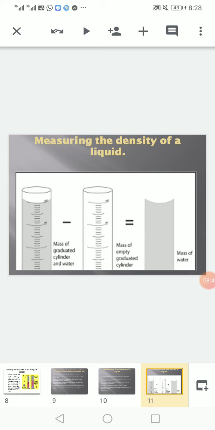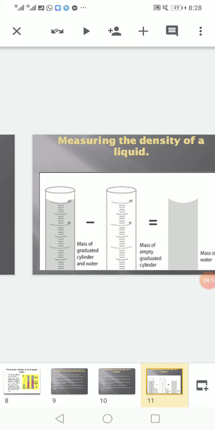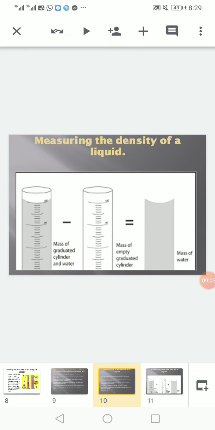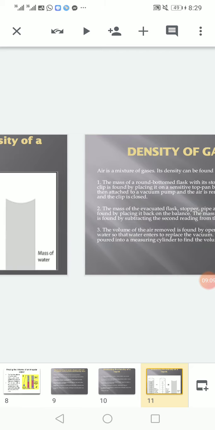Second, mass of the empty graduated cylinder. So the difference between the two gives you the mass of the water. To find the mass of the water, the procedure I stated above are the two methods of doing that. Now, not only water, any liquid that we want to find the density of, we can use the procedure that I mentioned above.